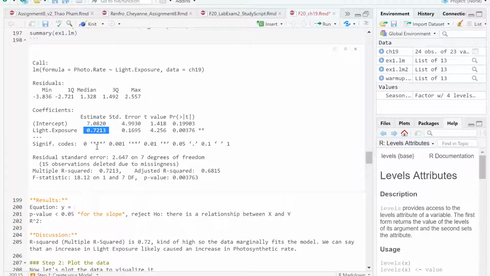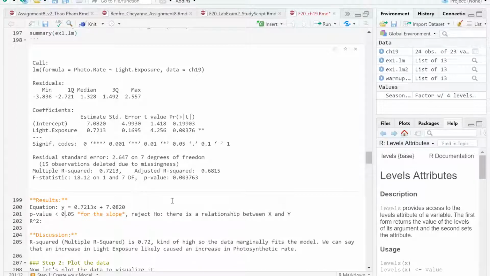0.7213. And I'm just going to copy it actually. So that is our estimate for our slope, plus the estimate for our intercept. So our equation for our line is y equals 0.7213x plus 7.02820.